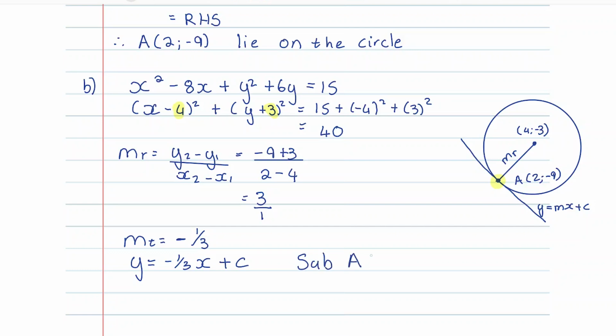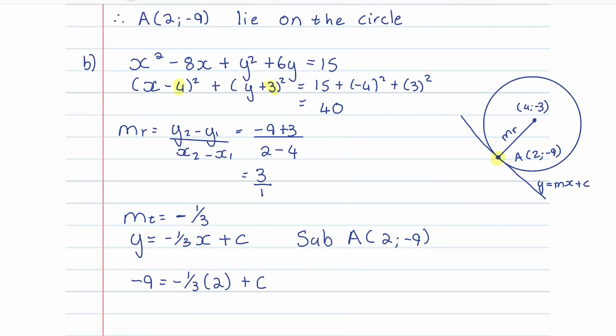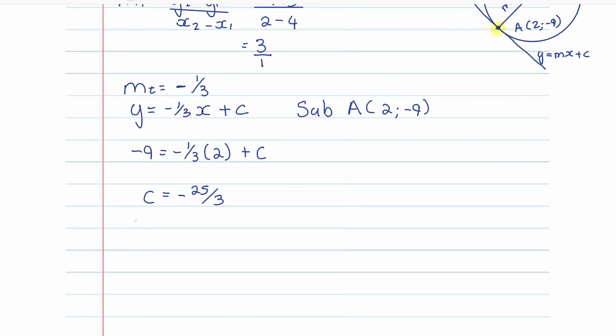So we sub in point A, which is (2; -9). So it becomes -9 is equal to -1/3 times 2 plus c. And we're going to get c is equal to -25 over 3. So therefore, the equation of my tangent is y is equal to -1/3 x minus 25/3.